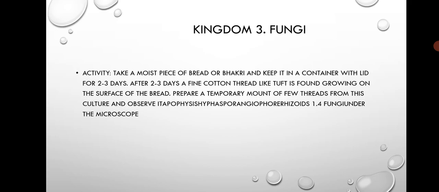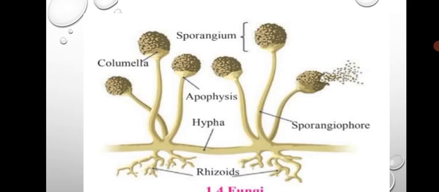Then kingdom Fungi. Take a moist piece of bread or bhakri and keep it in a container with a lid for 2 to 3 days. After 2 to 3 days, we observe a growth on the surface of the bread. Take that fungus and observe it under a microscope. We observe a fungus with root-like rhizoids, sporangium bags, and some hyphae, and these bags carry sporangia. They are moved from one place to another place.